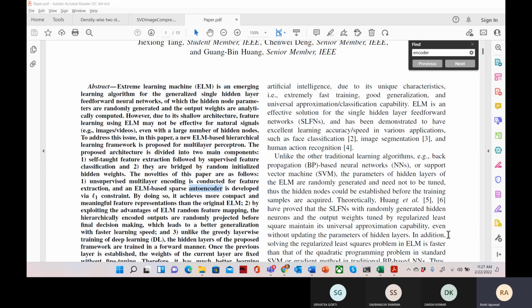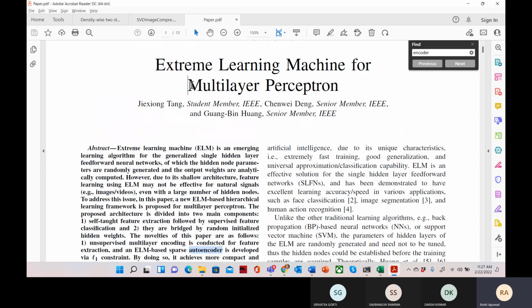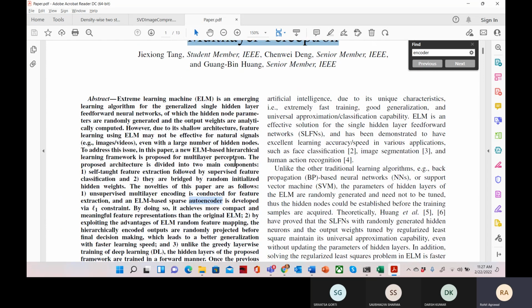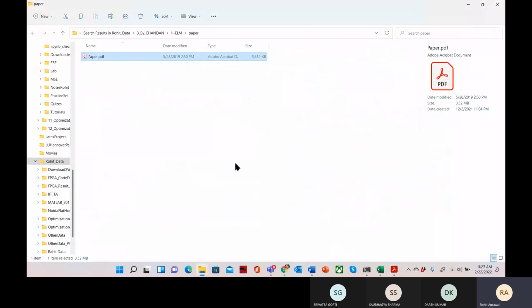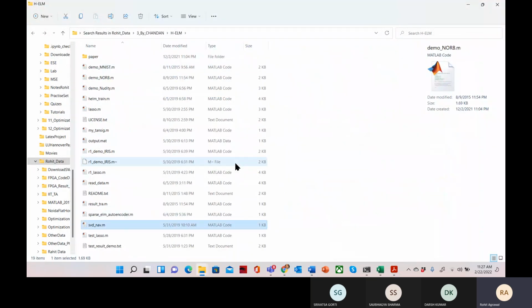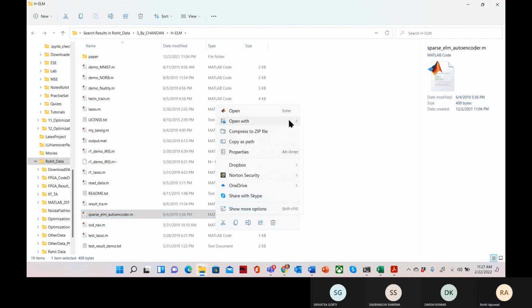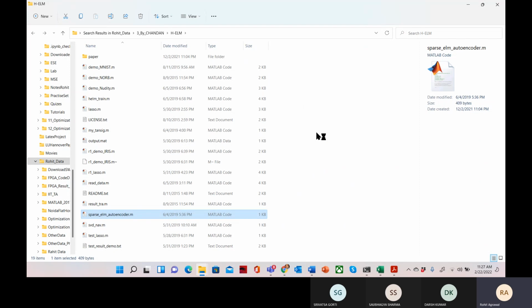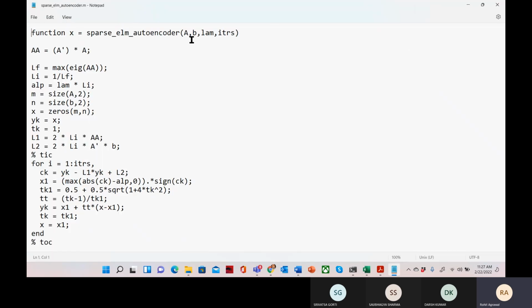But in this paper, they are driving a multi-layer perceptron. Using different layers, they are trying to reduce the dimension of the data because this data is too large to handle. I also have the code here itself. This is the MATLAB code. Suppose this is their original matrix A. They derive their encoder in this way.